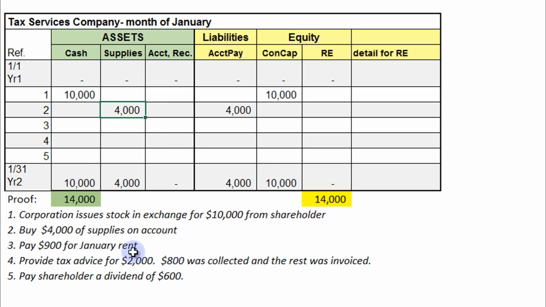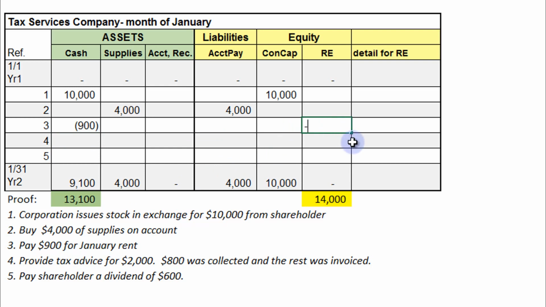The next transaction that occurred is tax services paid $900 for January's rent. Was cash involved? Yes, in this case cash goes down $900. How do we record the other side of that transaction? Well, we have a cost. Usually it's either an asset or an expense. What can we record here? There's no liability being created. We're actually paying for January's rent in January. That $900 would be rent expense.